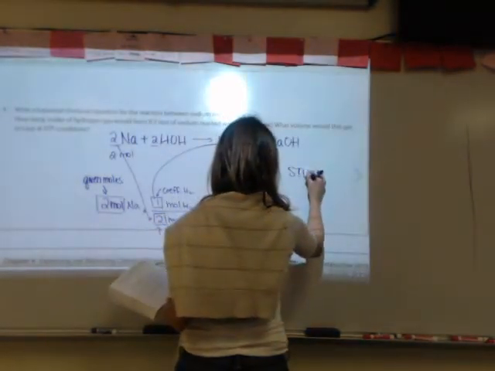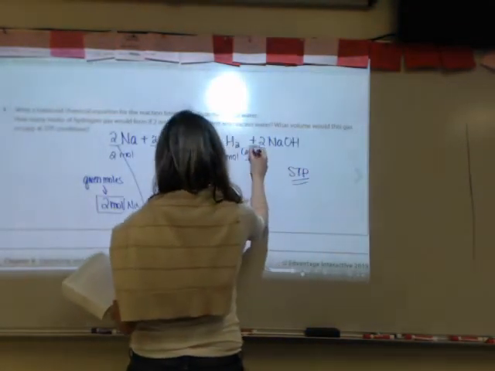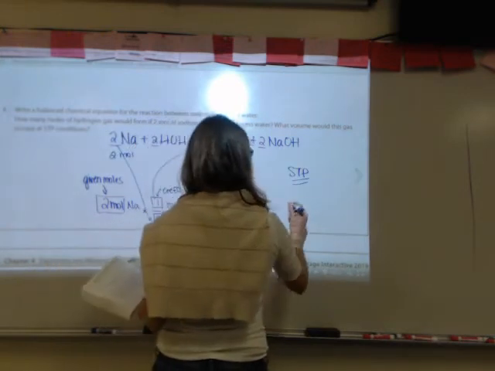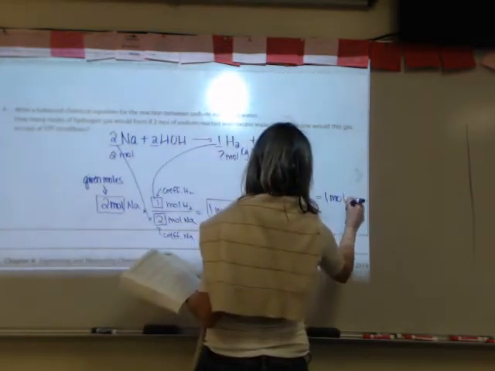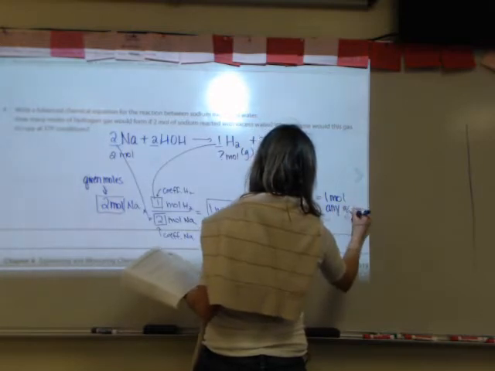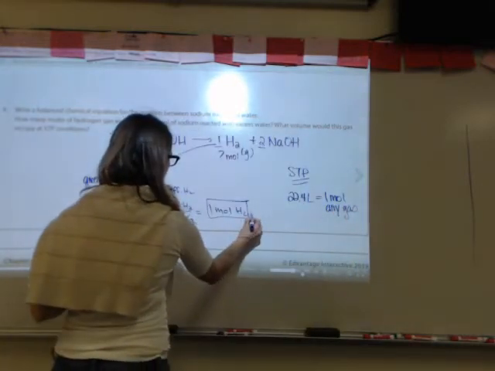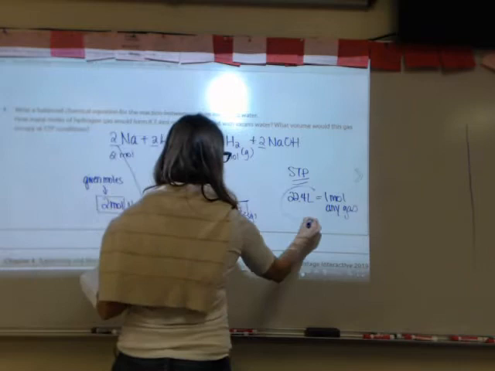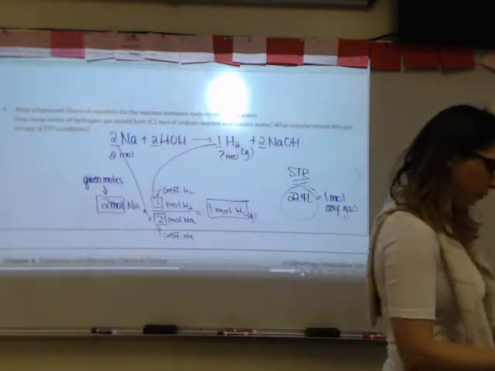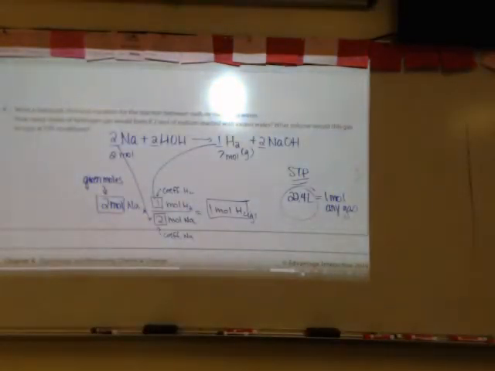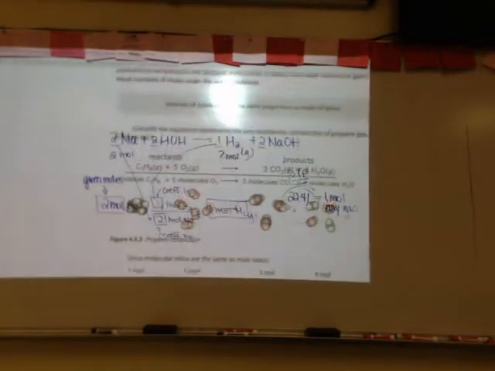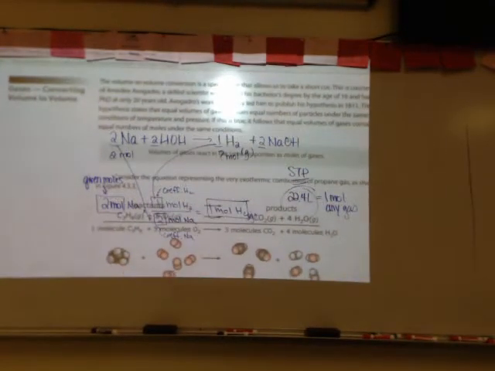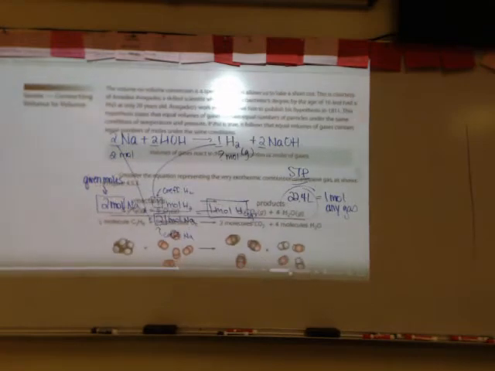What volume would this gas occupy at STP conditions? Well, standard temperature and pressure, this is a gas. 22.4 liters is occupied by 1 mole of any gas. So if I have a mole of hydrogen gas, it's going to occupy 22.4 liters. Let's go to the next page. Let's look at converting volume to volume.